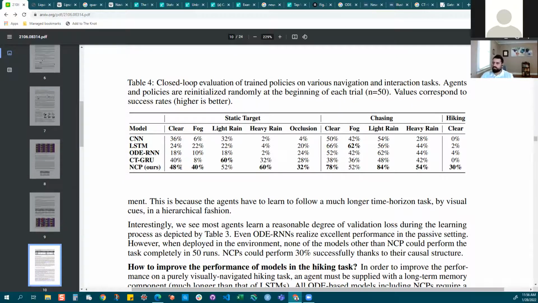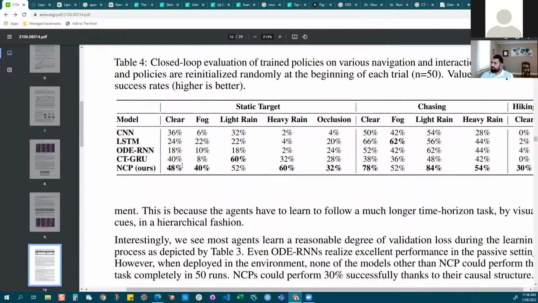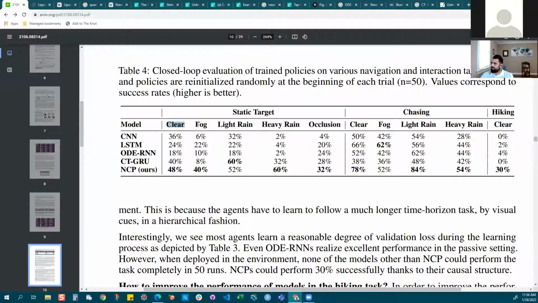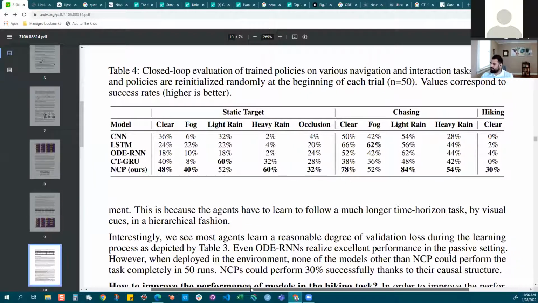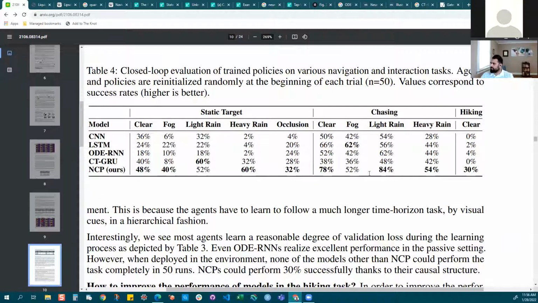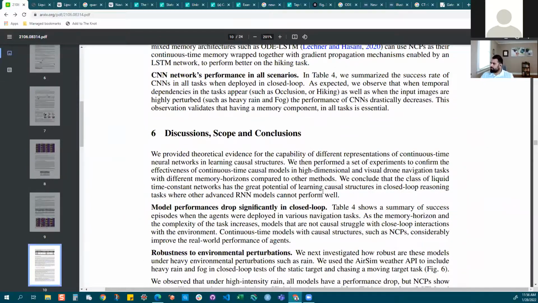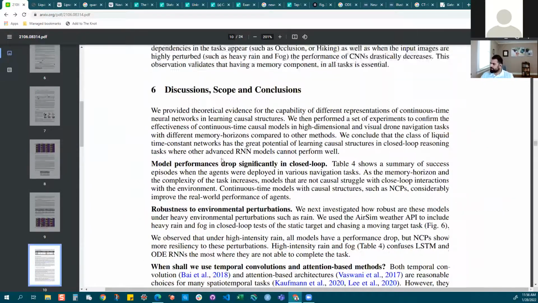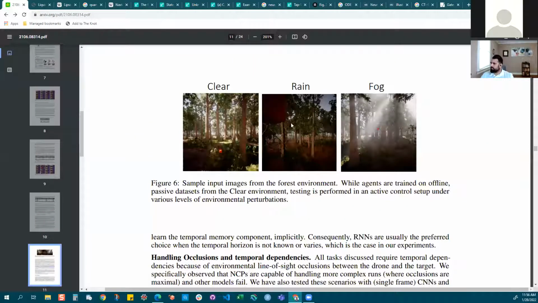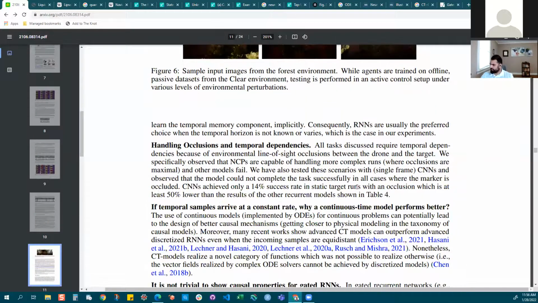They also performed experiments in different environments when the sky was clear, or it was foggy, or there was light rain, heavy rain, or there was occlusion. And in most of the scenarios, if we had a static target, their model beat other models, same thing for chasing with some exceptions, and also in the case of hiking. After they provide the results, they actually have the image of clear sky, raining, and foggy environments.